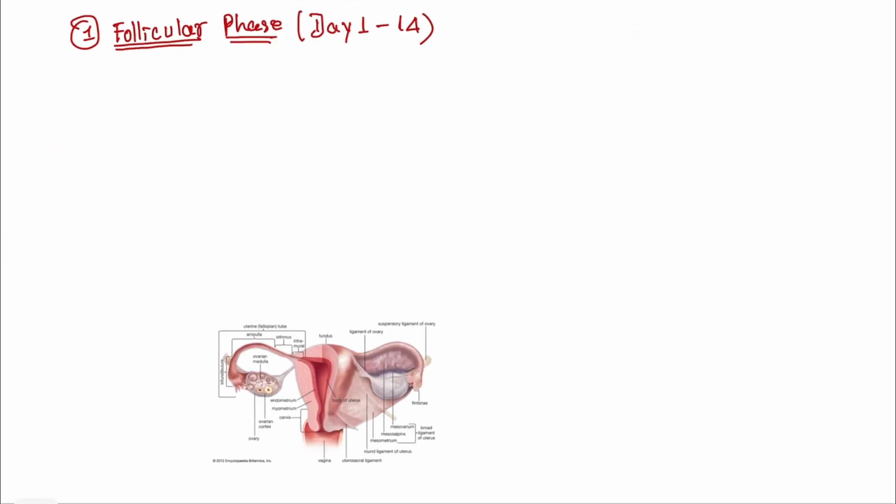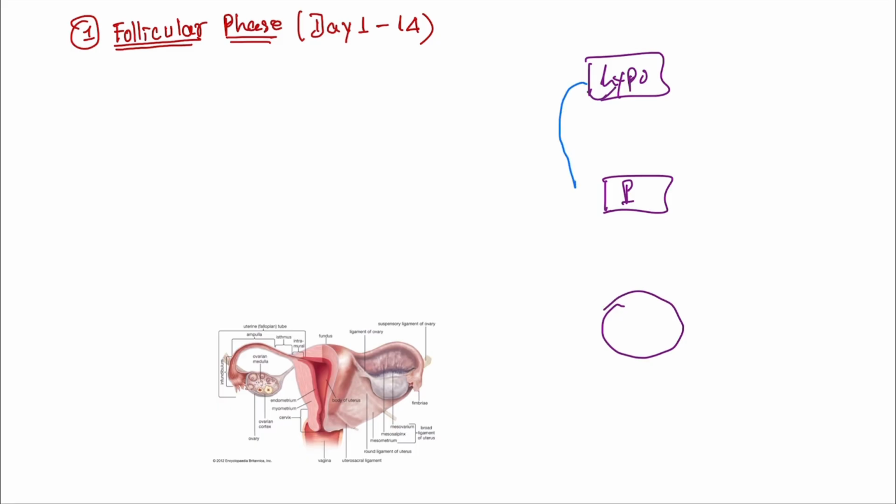In the follicular phase, we have the hypothalamus, here is the anterior pituitary gland, and here is the ovary. First, the hypothalamus releases the hormone GnRH, the gonadotropin releasing hormone. GnRH stimulates the anterior pituitary to release FSH and LH, but I want you to focus on FSH first. It is the follicle stimulating hormone because it is secreted slightly earlier and at a high concentration. This hormone stimulates the follicles in the ovary.